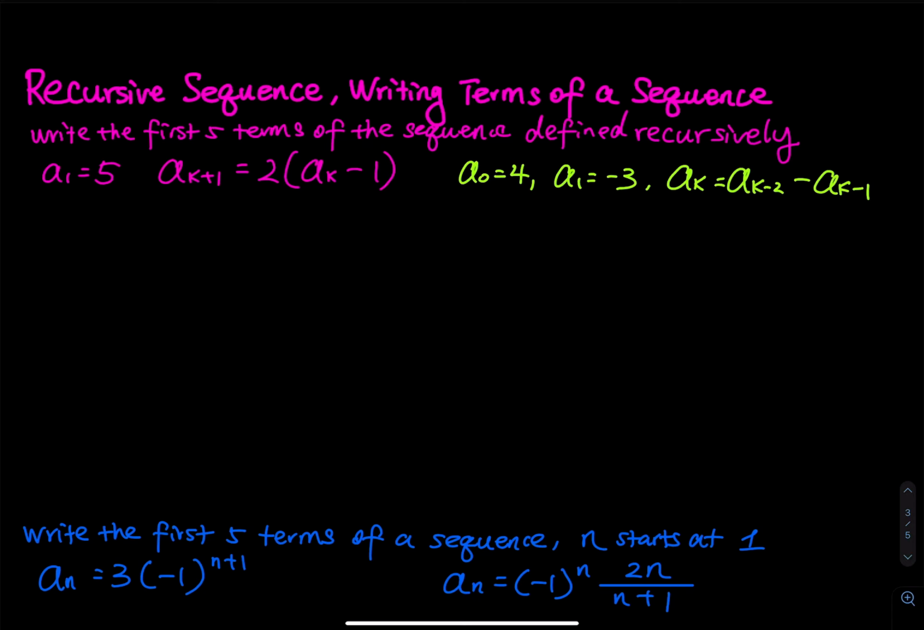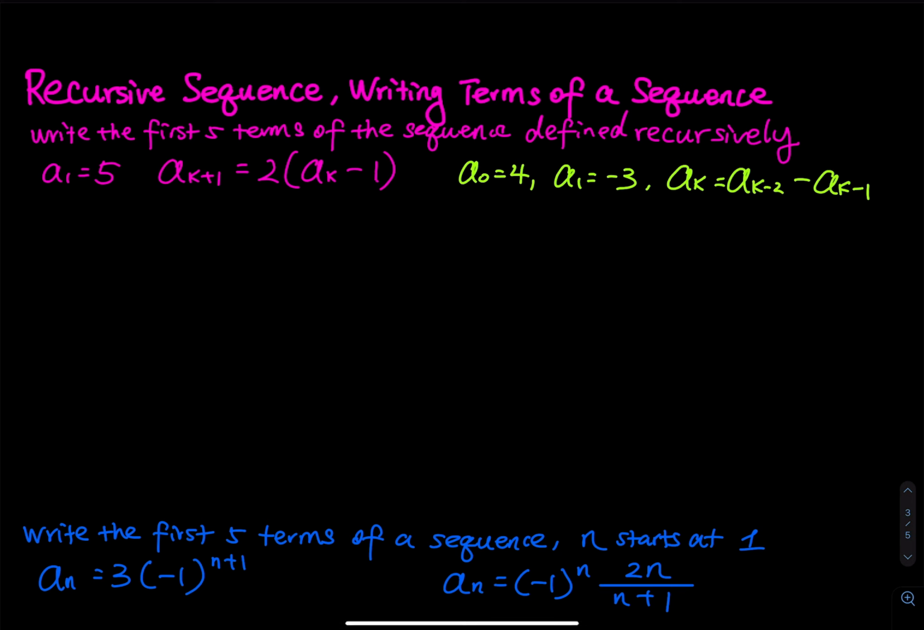What we are going to do in this video is write a few terms of a sequence. So, write the first 5 terms of the sequence defined recursively. The first sequence, I have the first term, a1 is equal to 5. I also have the (k plus 1)th term, which is 2 times the kth term minus 1. Okay, so what is the correct approach?